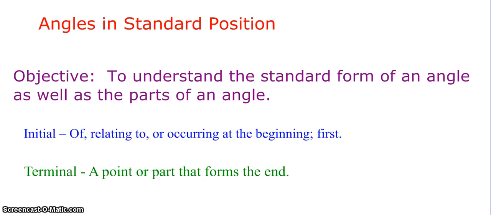Alright, enough rambling. Today we're going to talk first about angles in standard position. First we want to make sure we understand the parts of an angle. Two words: initial, which the definition I found online says is of, relating to, or occurring at the beginning, or first. Terminal is a point or part that forms the end.